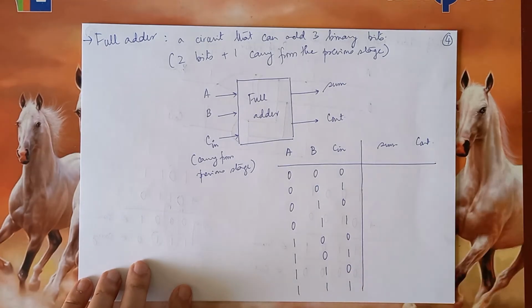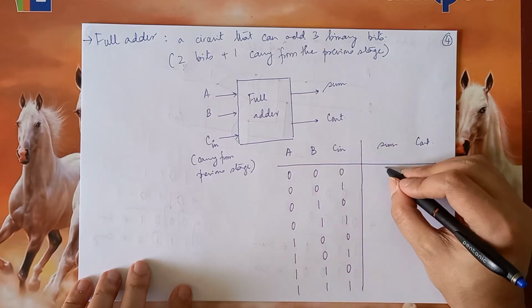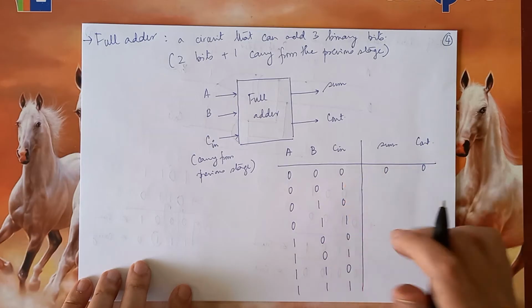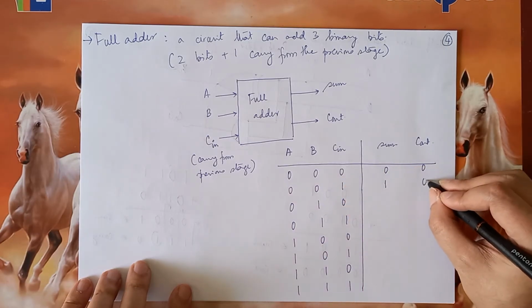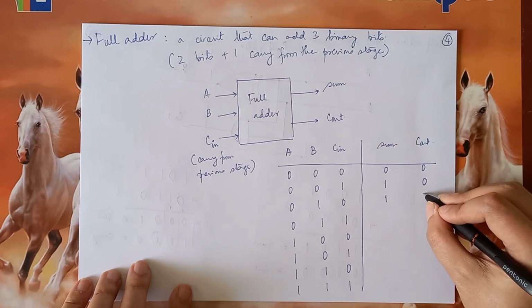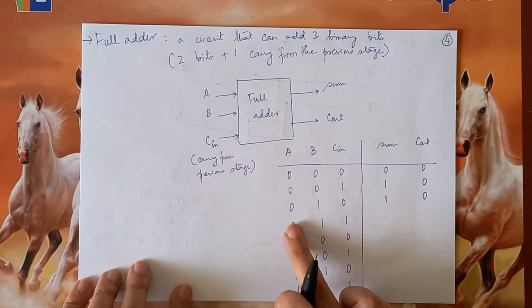So now 0 plus 0 plus 0, the sum will be 0 and the carry is also 0. 0 plus 0 plus 1, the sum will be 1 and the carry is 0. 0 plus 1 plus 0, sum is 1, carry is 0. 0 plus 1 plus 1.